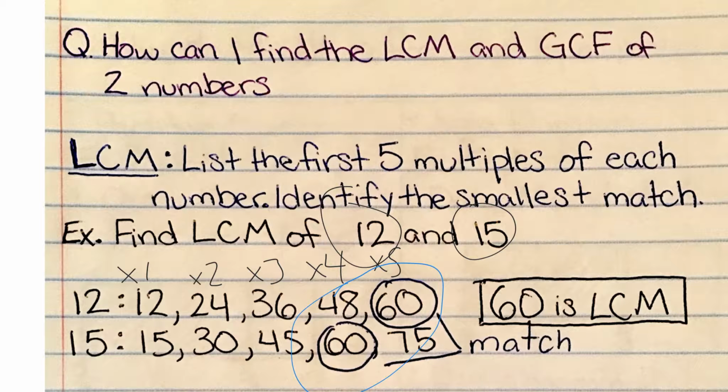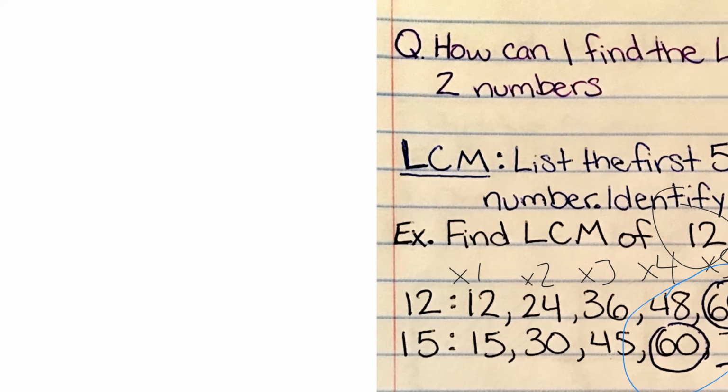Now, let's say we went through here and we were counting, times 1, times 2, times 3, times 4, times 5, and then down here with the 15, we go 15, 30, 45, and so on. And we don't have a match. So we list 5 on top, and we list 5 on the bottom, and we don't have a match. Then what we would do is just go ahead and list a few more on both sides. So for instance, let's do a quick example.